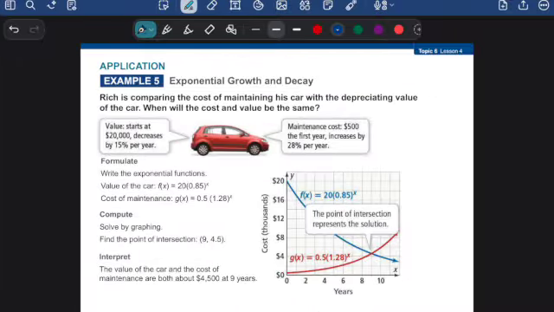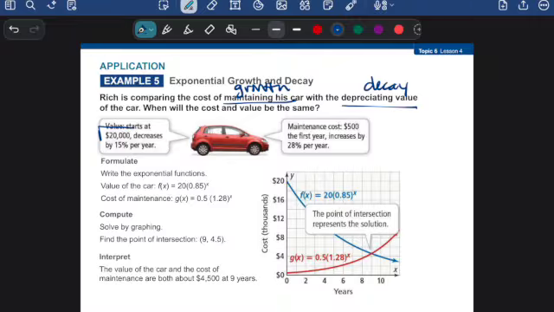Example 5, exponential growth and decay. So now we're going to be comparing a decay factor with a growth factor, okay? Two different types of functions, both exponential. Rich is comparing the cost of maintaining his car to the depreciation value of the car. So remember, depreciation value, that's our decay. But maintaining your car, the older your car gets, the more it's going to cost to maintain it. So then this will be our growth, okay? So we're going to have growth here and decay with the depreciation.